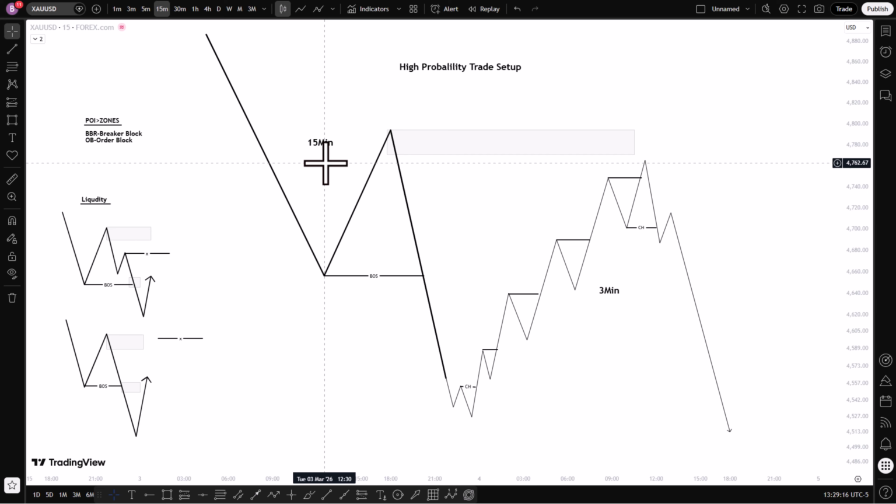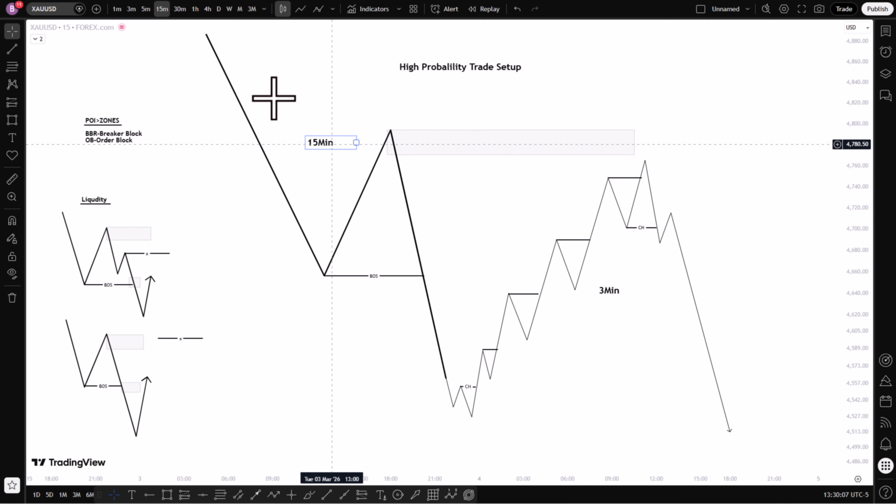So let us deep dive into this high probability trade setup. Now, I want to establish this before I continue so that this will be clear. Anything I say here is applicable in all time frames because price is fractal. For the purpose of this video, I'll be looking at the 15 minutes time frame for internal structure and the 3 minutes time frame for entry. But you can apply this on other time frames using time frame alignment.